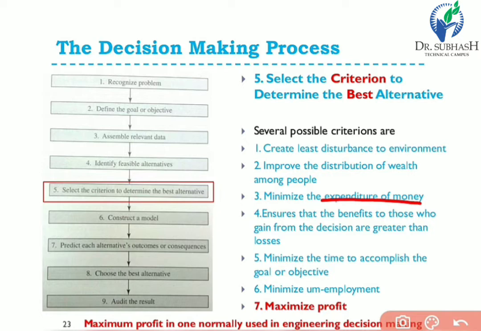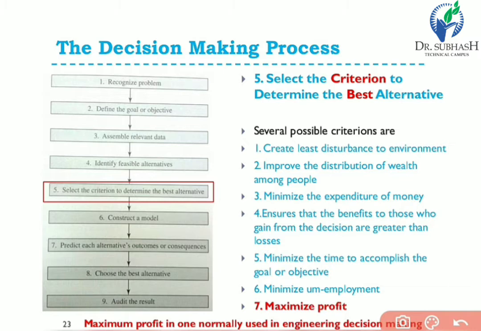Fourth one is ensure that benefits to those who gain from the decision are greater than losses. It means that from our decision there may be losses in some parts and also we get gains in some parts, but the benefits in this decision are more than the loss.